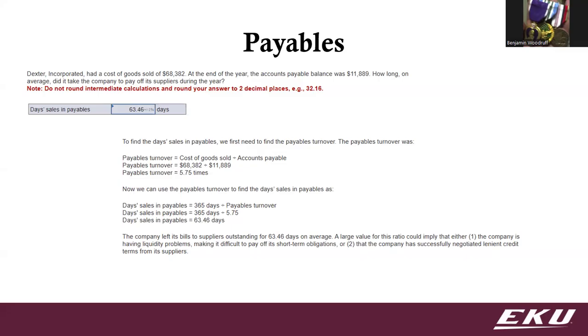If I have like 60-day terms with my suppliers, they give it to me and I have a couple of months to pay them back. I probably would take about that long to pay them back. No reason to pay them back early unless they give you a discount. So that's logical. But that's the turnover. They're asking us how many days is that turnover? Well, we just use 365 days a year. We know in a year it turns over 5.75 times, and that works out to a little over 63 days, almost 63 and a half.